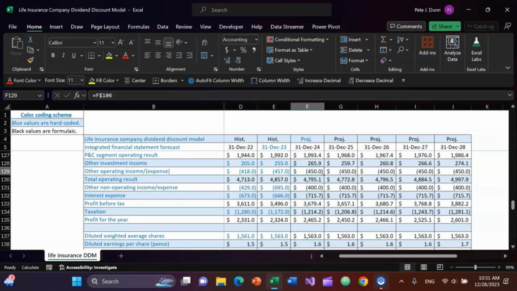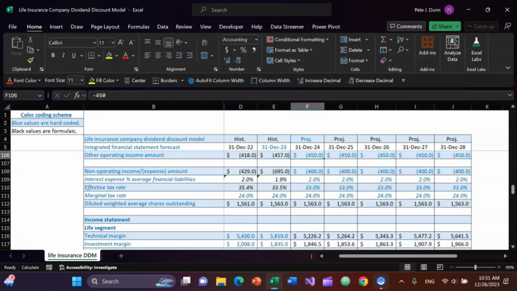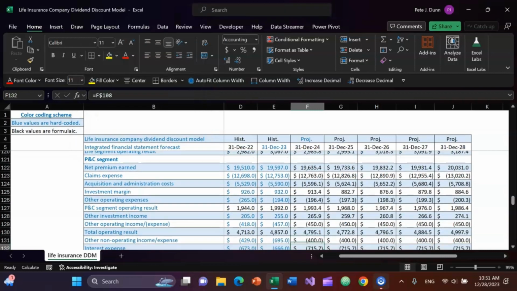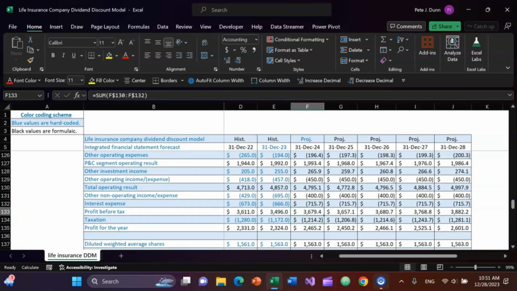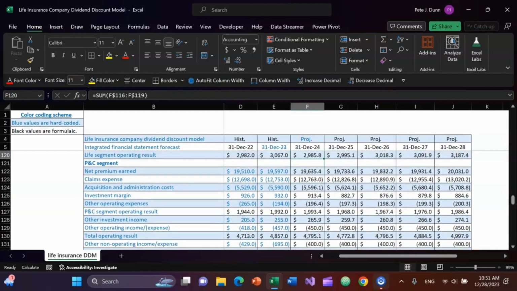Now we come down to other operating income and expense. This is something I had hard coded into the assumptions. So you control left bracket to get there. F5, enter. Get down. Total operating result. Again, you just sum up rows 120 plus 127 through 129. So row 120 was the life operating result.